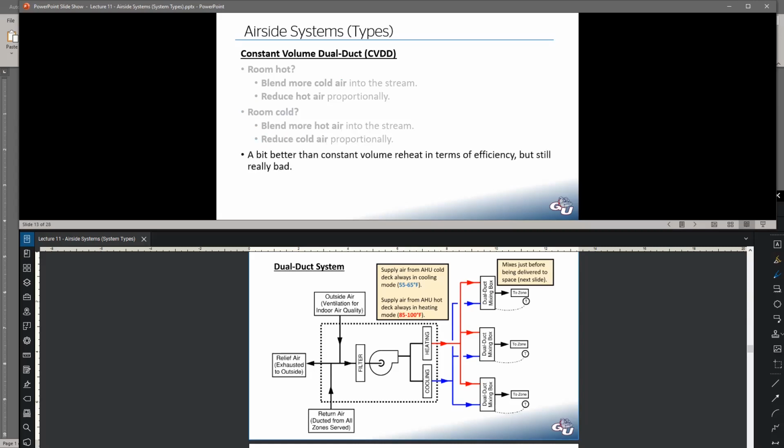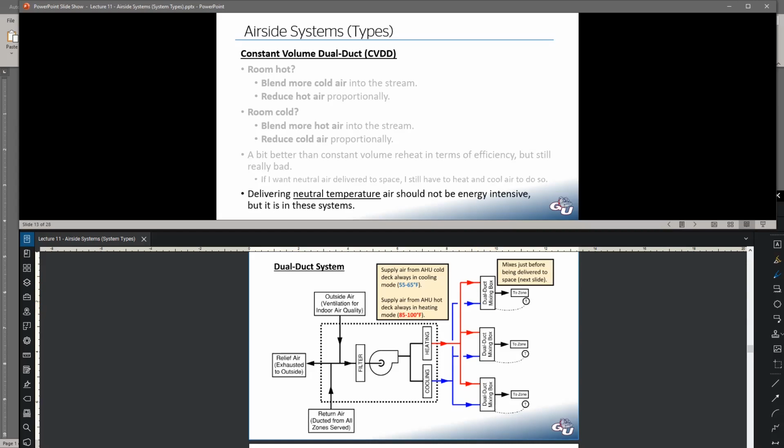This type of system is a little bit better than a constant volume reheat, but it's still really bad. The reason being, let's say this thermostat says, I'm perfectly happy where I'm at. I don't want heating. I don't want cooling. What that means is now we will split the difference to get about 50% hot air, 50% cold air to get us neutral air. Well, to get that neutral air, we still had to heat and cool air. So that would be the worst possible operating point for this system, when the thermostat is perfectly happy. Because bottom line, if I want neutral air, that should not take a lot of energy to do, but it does in this system.